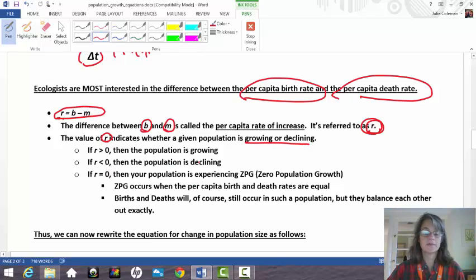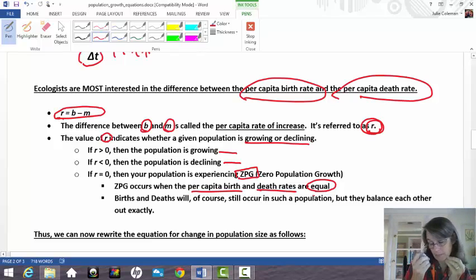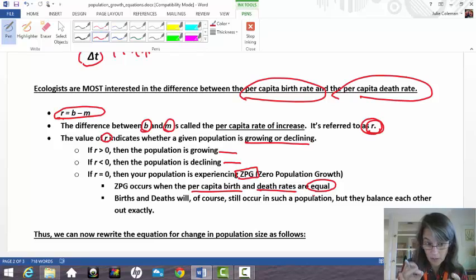If it's bigger than 0, it's growing. If it's less than 0, the population's declining. If it is 0, then you are experiencing 0 population growth, okay? Per capita birth and per capita death rates are equal at that point. Births offset deaths, okay? Births and deaths still occur, but they balance each other out exactly, okay?